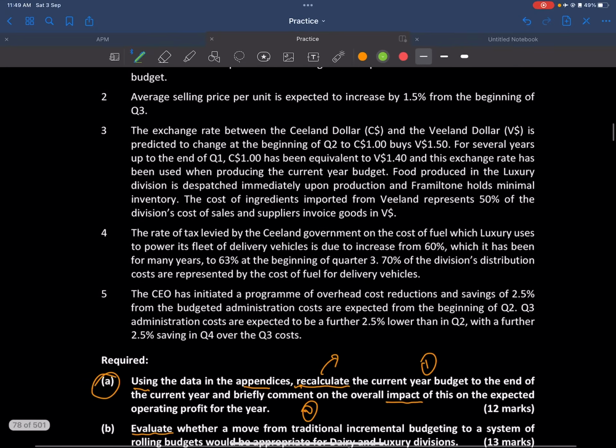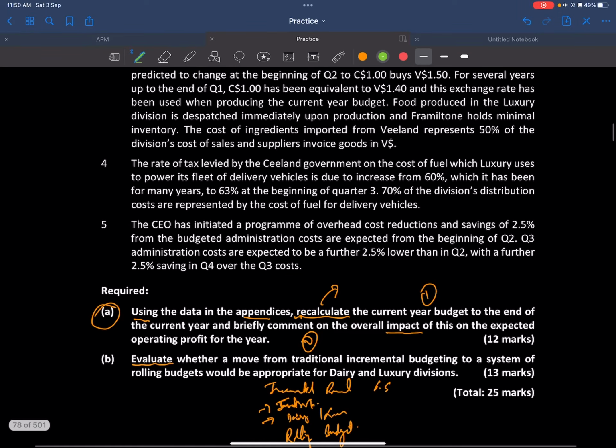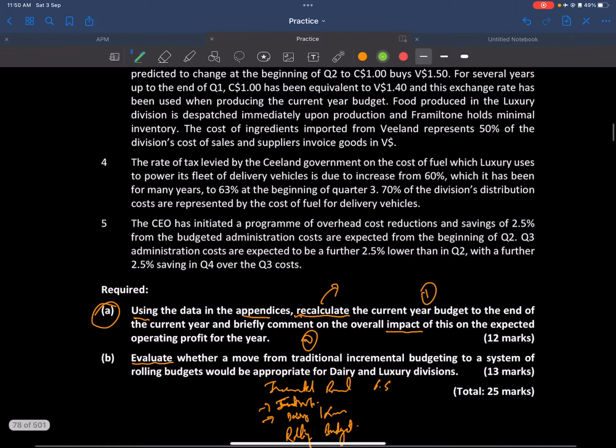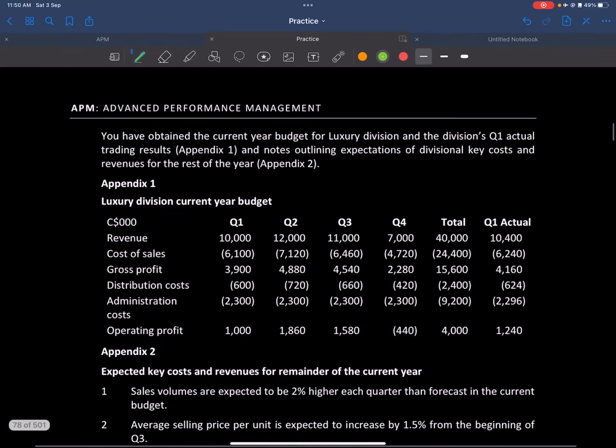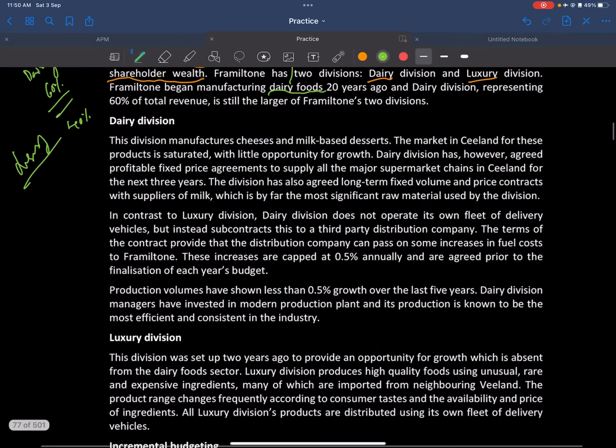Let's just read that again. So we need to recalculate the current year budget to the end of the current year and briefly explain the impact on the expected operating profit, right? So traditional incremental budgeting system to rolling budgeting system would be appropriate for dairy and luxury division. So I'm just thinking from a divisional perspective as well. What kind of impact could happen? I'm just thinking about that.